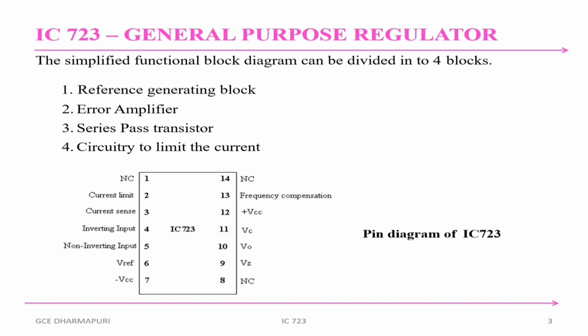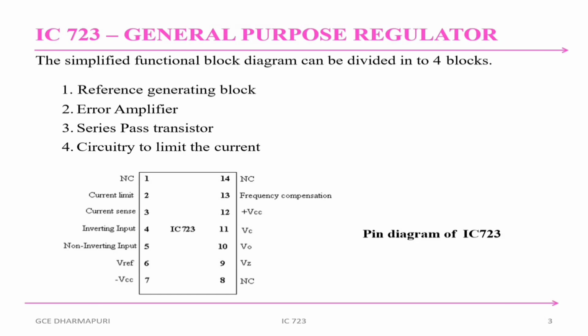Ninth pin is VZ, that is the voltage across the Zener diode. 10th one is V output. 11th one is VC, and 12th one is VCC, positive power supply. 13th pin is frequency compensation, and 14th pin is no connection. So this is called a dual in line package, that is, on both sides I have pins.